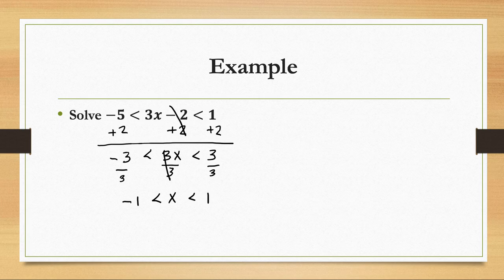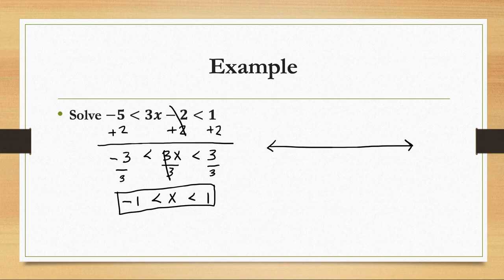Remember that your rule applies here as well. If you are multiplying or dividing by a negative at any point, you need to change the direction of all the inequalities. So now that we have our answer set, let's go ahead and draw our number line. We're going to mark off a negative 1 and a positive 1. Note that you have less thans in both positions in your answer set. So that means that you're going to have an open circle on the negative 1 and an open circle on the positive 1.